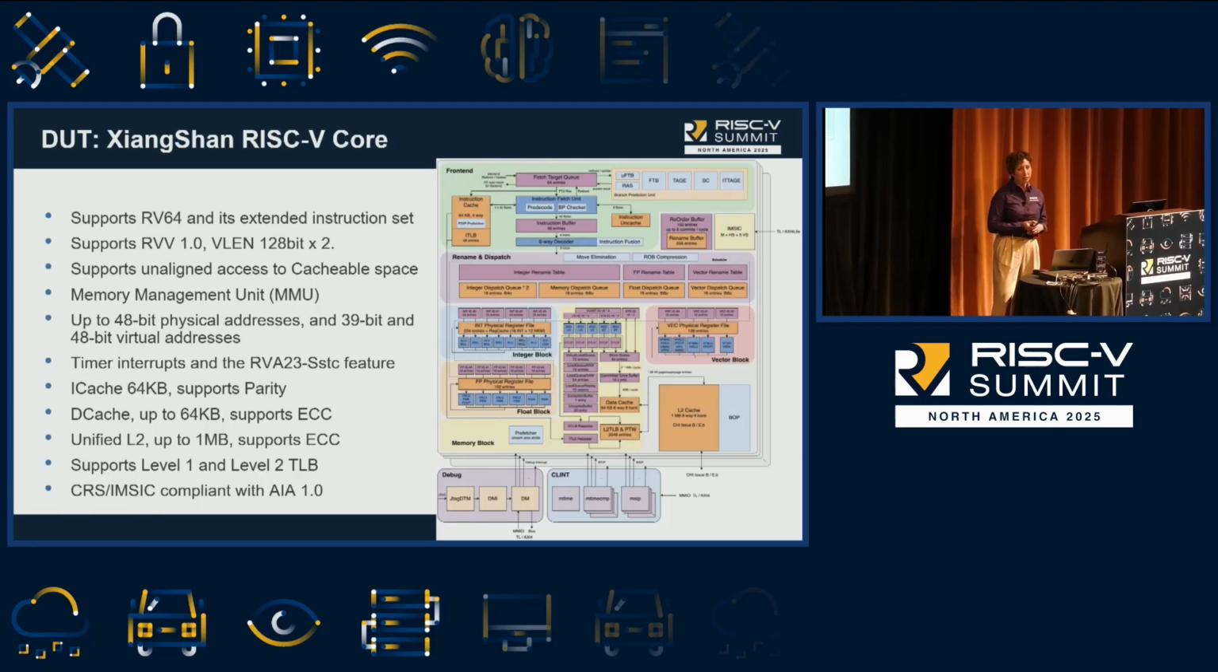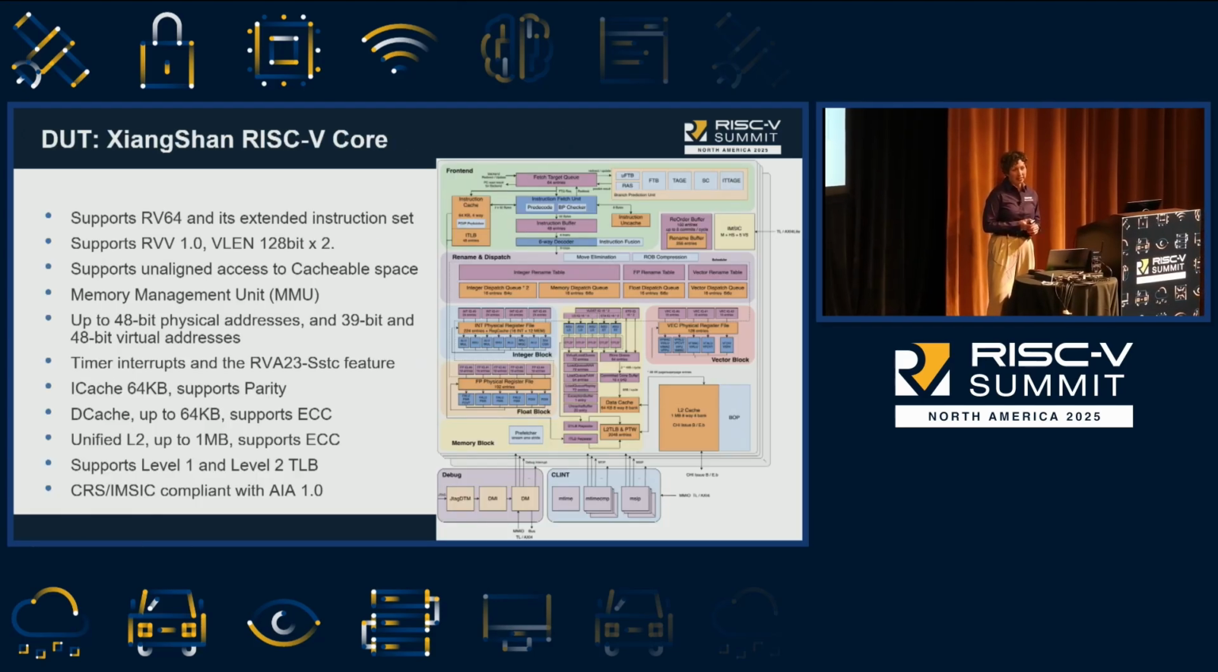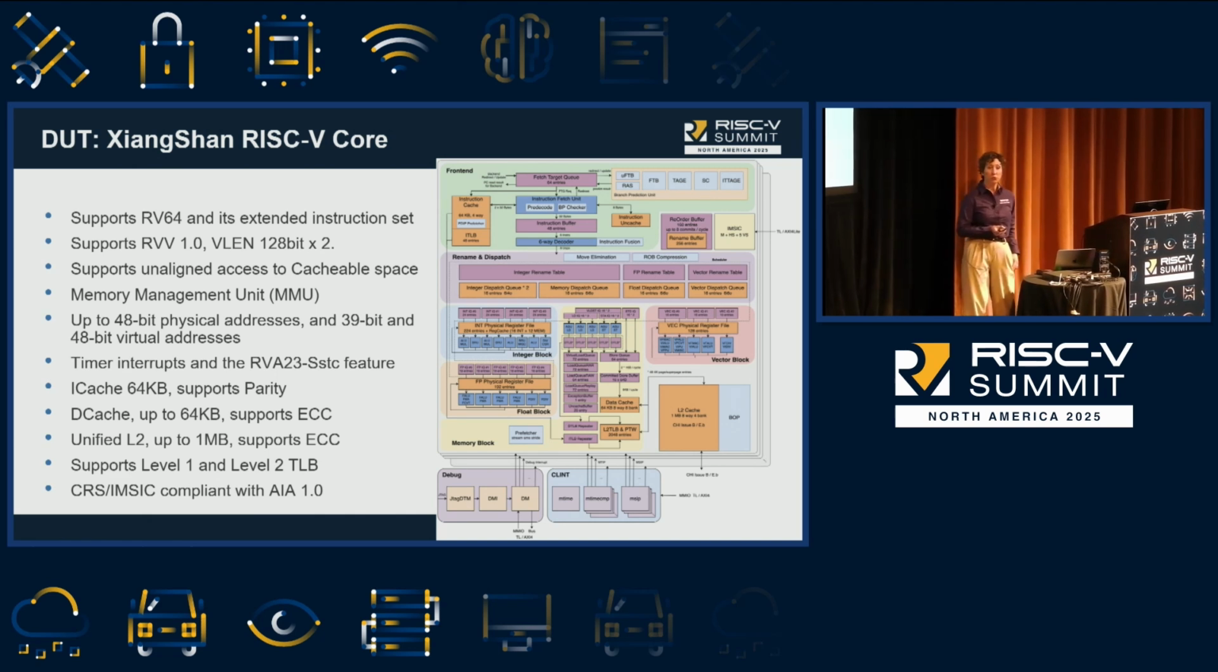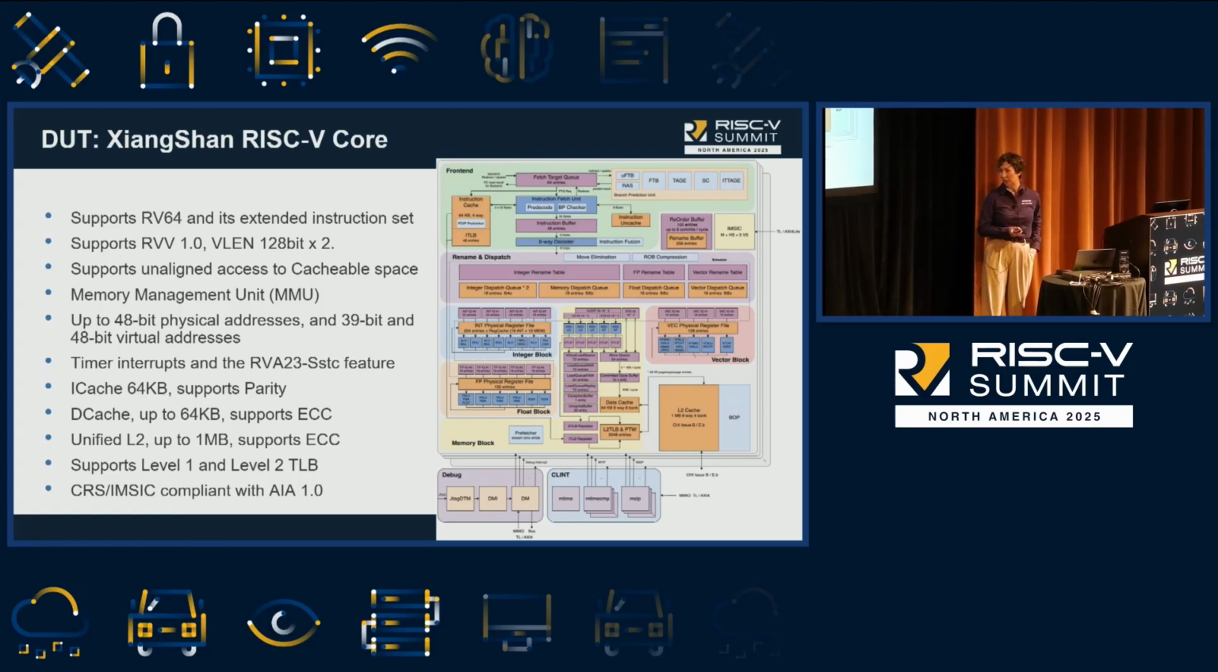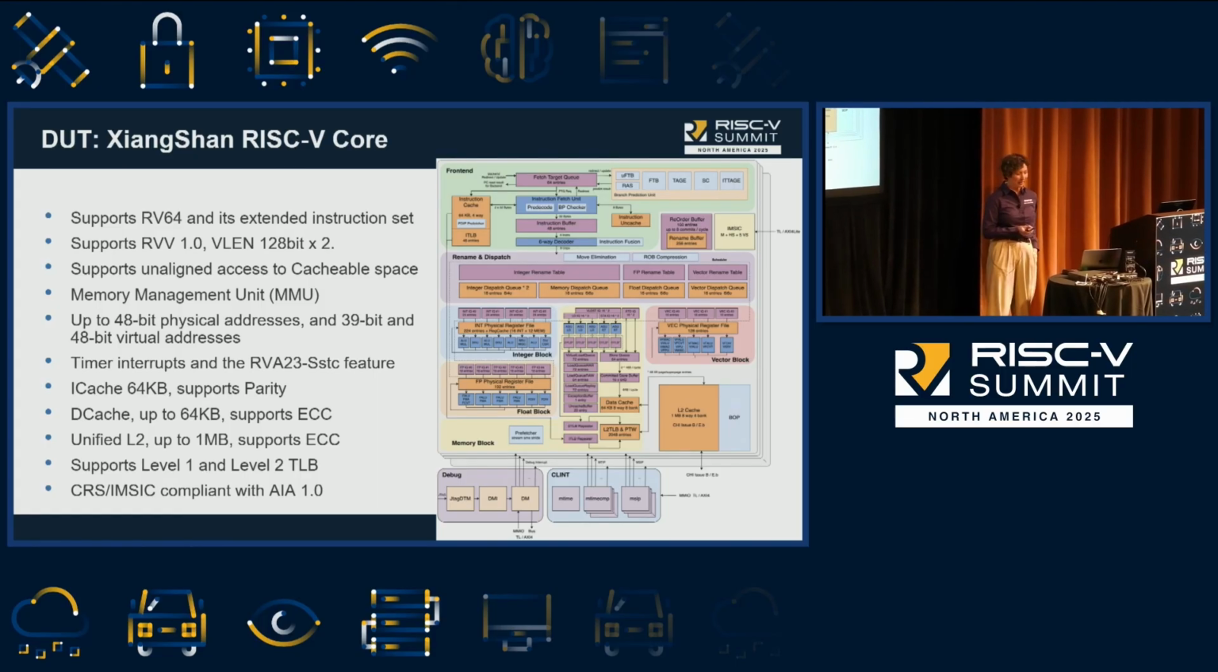So when we were looking for a design to test out our hardware-assisted verification solution, we looked to the open source community for a complex RISC-V design. And the one we chose was the XiangShan design from BOSC, or Beijing Open Source Chip. This is a very active open source project, and it's a good example of the type of verification challenges that you find with RISC-V designs today.